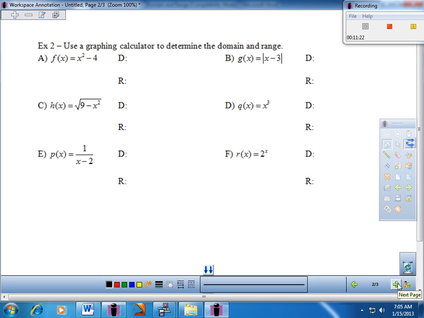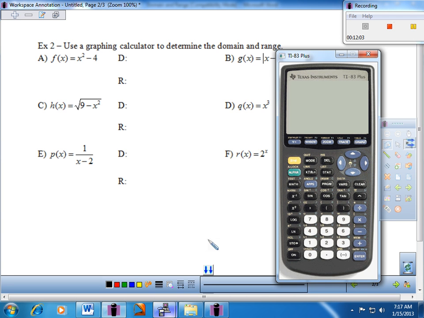So let's try this out a little bit. Let's see what you guys think. And again, see if I can give a nice visual description up here. We'll give it a try. So let's go for it. Letter A says f of x equals x squared minus 4. So just a nice simple quadratic to get us started here.